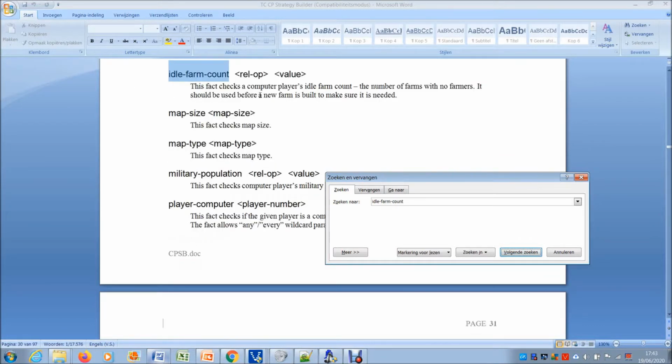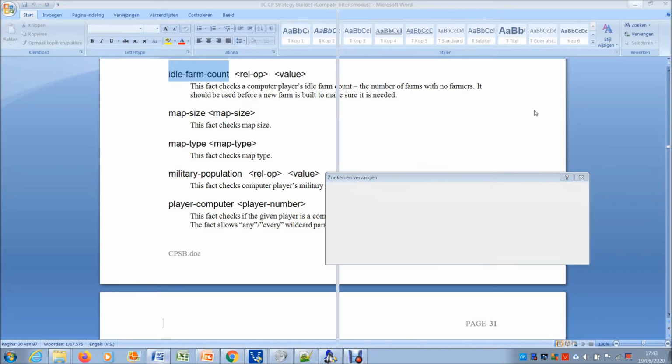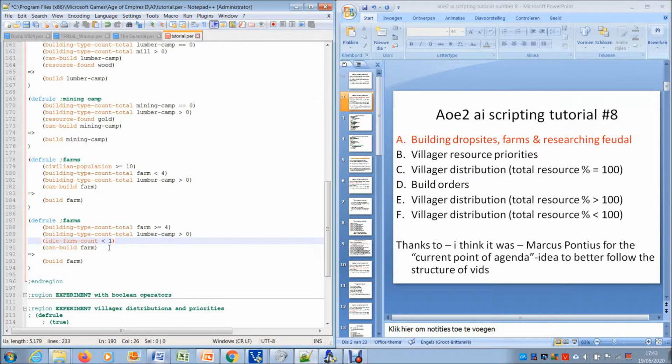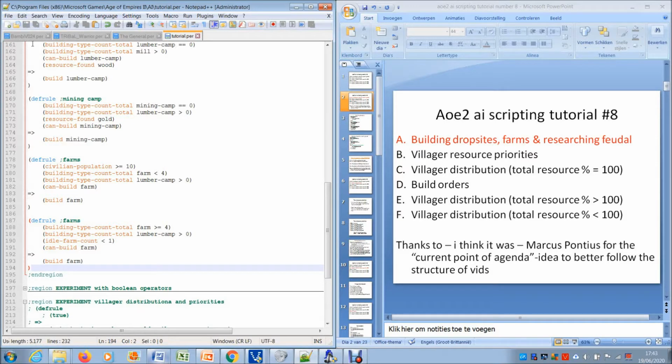This fact checks a computer player's idle farm count, the number of farms with no farmers. It should be used before a new farm is built to make sure it is needed. Indeed, so this rule will count if there aren't any idle farms, then it will build a farm if it can build farms. Next, what we will do is research feudal age.